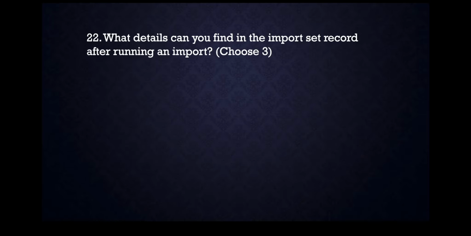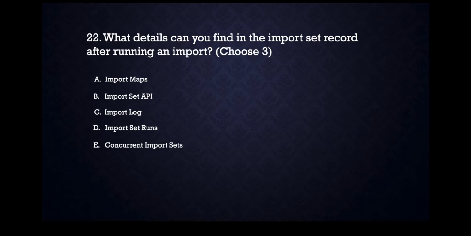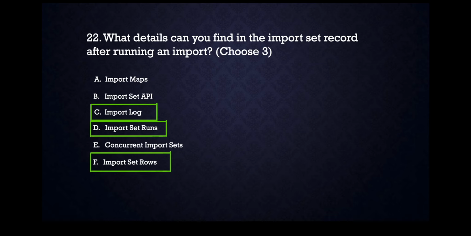What details can you find in the import set record after running an import? Now the options are: import maps, import set API, import log, import set runs, concurrent import sets, import set rows. So the correct three options are: import log, import set runs, import set rows. Now let's go to the next question.